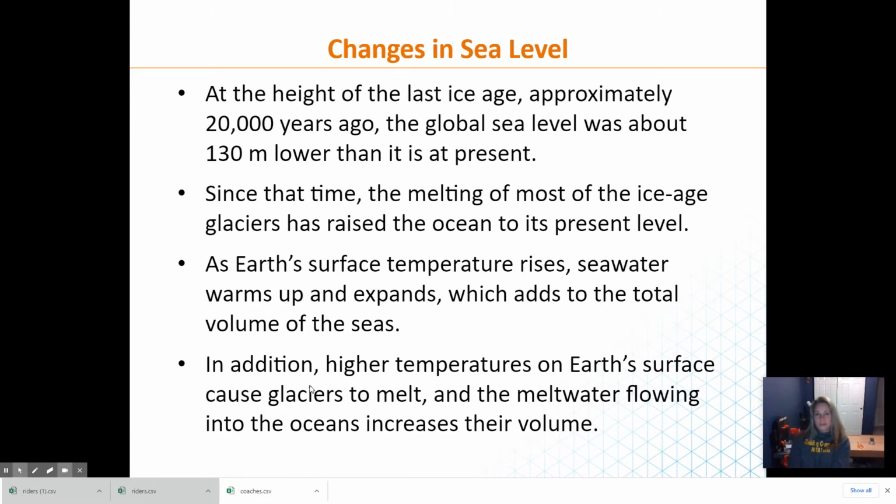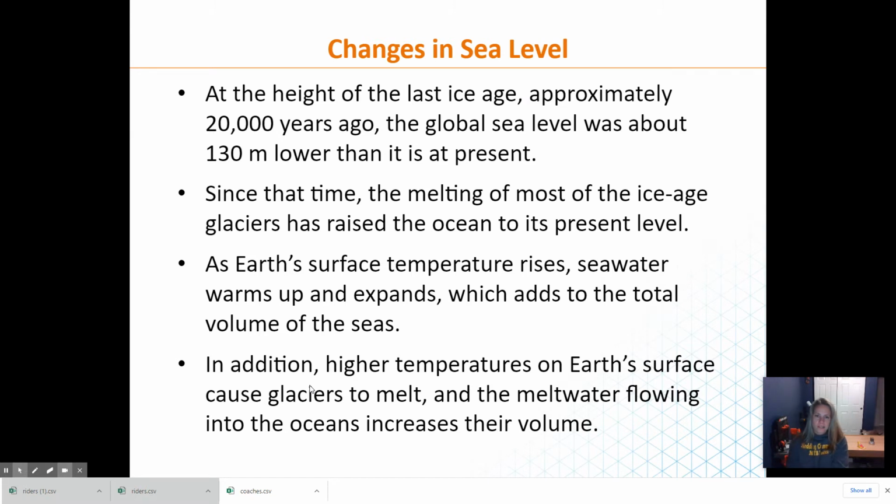All right, so changes in sea levels. I mentioned that if we have melting during a warming period, like we have now, we have ice melting, glaciers melting. So that's going to cause sea levels to rise if we have a lot of melting water. During times of ice ages, we have lower sea levels, and that's because more of the water is locked up in ice.